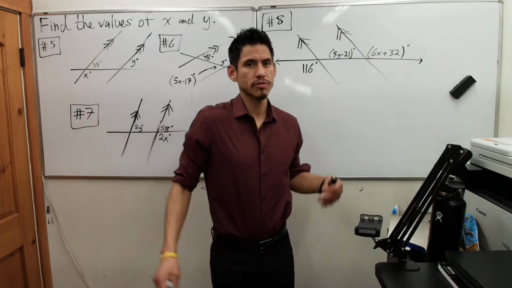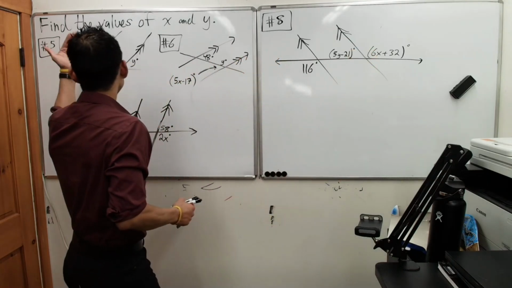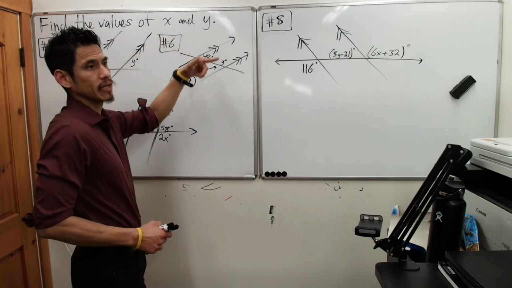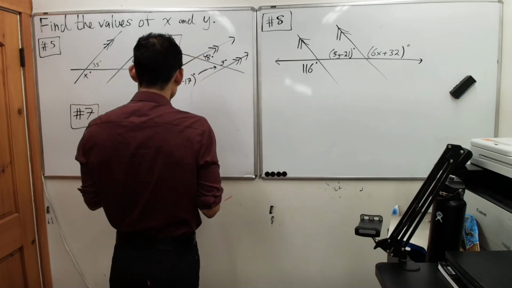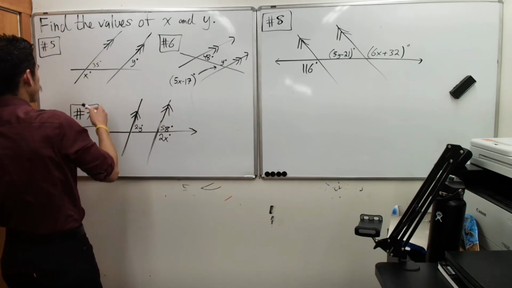All right, so I'm going to show you how to do some geometry. Let's look at how we can find the values of x and y in all these diagrams. Let's start with problem 5.